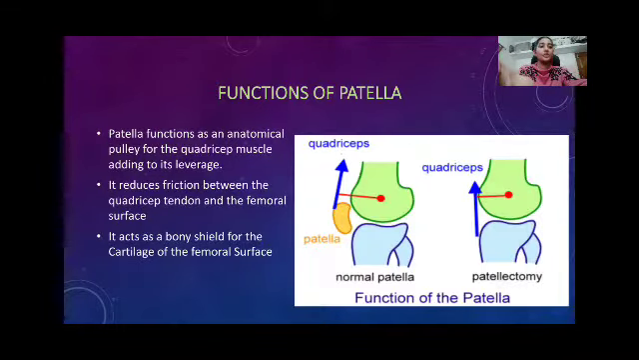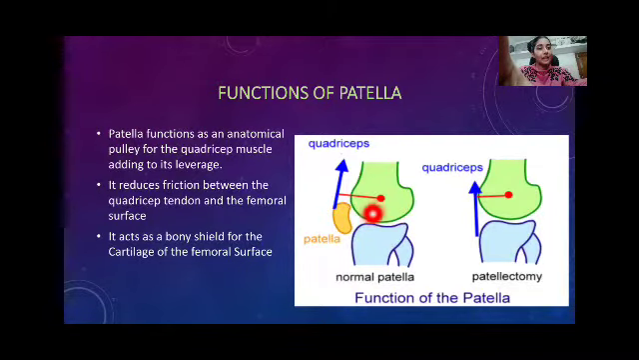Then what is the function of the patella? The patella functions as an anatomical pulley for the quadriceps muscle, adding to its leverage. It reduces the friction between the quadriceps tendon and the femoral surface, and it acts as a bony shield for the cartilage of the femoral surface. So you can see the quadriceps muscle, the patella, and this is the moment arm.